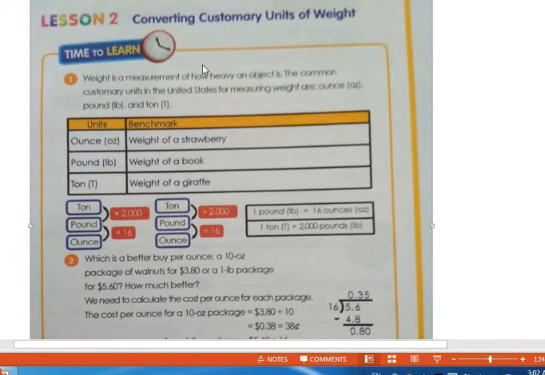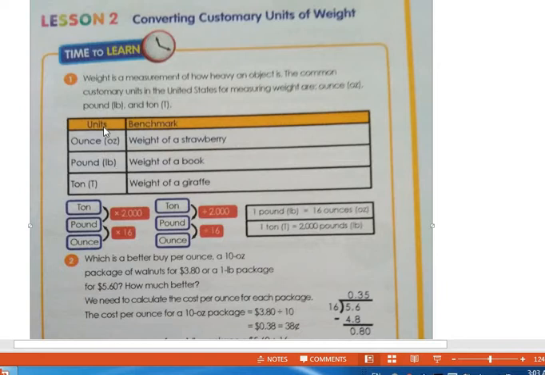Today we are going to have a lesson about converting customary units of weight. As you know, weight is a measurement of how heavy an object is. The common customary units in the United States, not in Egypt, for measuring weight are ounce, pound, and ton.